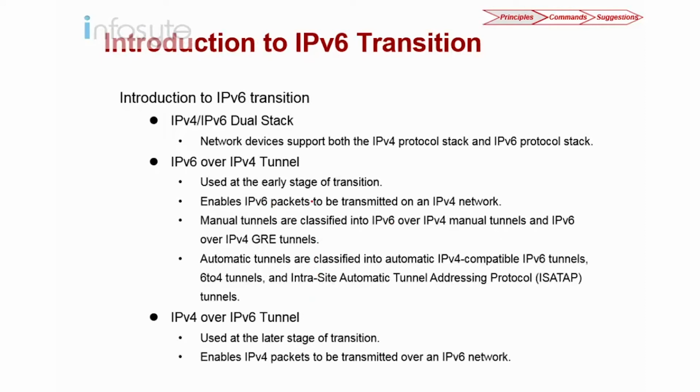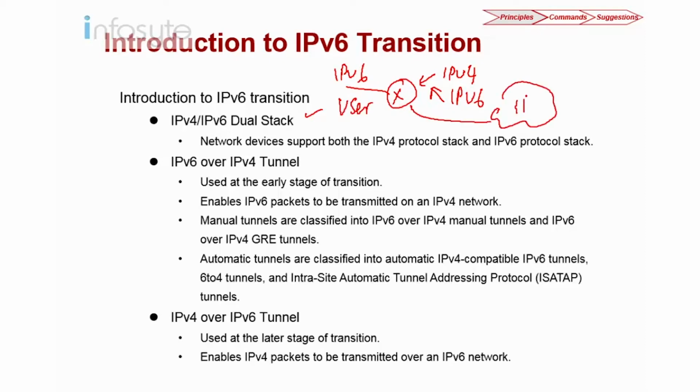Firstly, we have the technology called dual stack. Here it is very simple, where the router is going to use both IPv4 and IPv6. So maybe I'm using IPv6 on my user network, and on the public network I'm using IPv4, so I need dual stack.